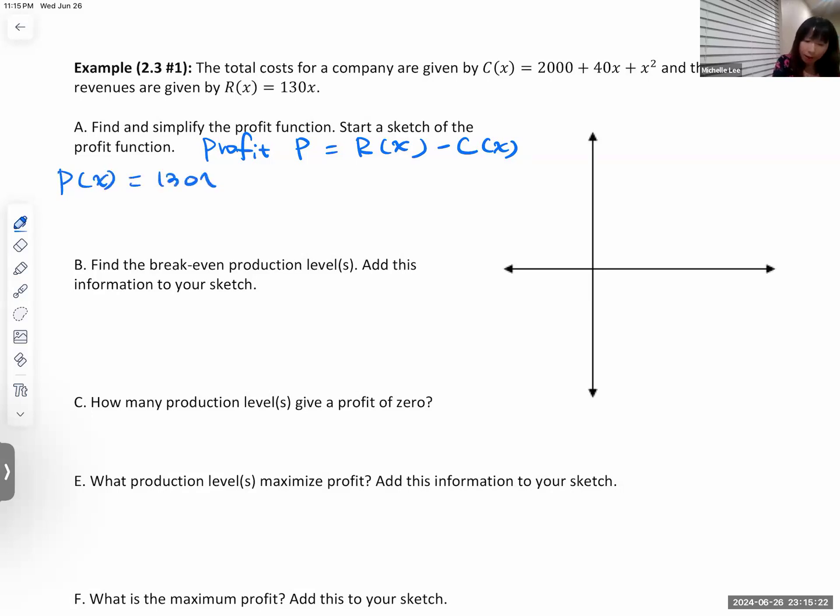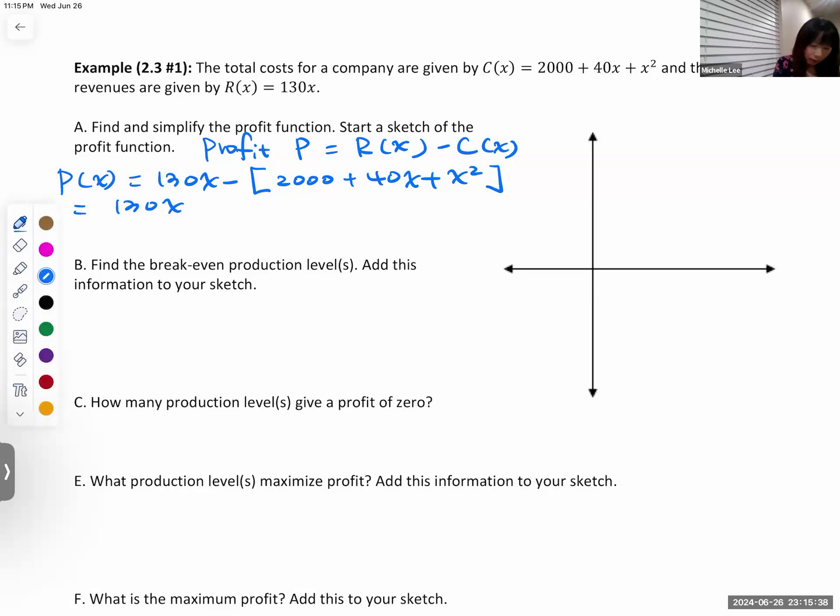So 130x minus the quantity 2000 plus 40x plus x squared. Okay, that would be 130x, and we distribute the sign. So we have negative 2000, negative 40x, negative x squared, right?